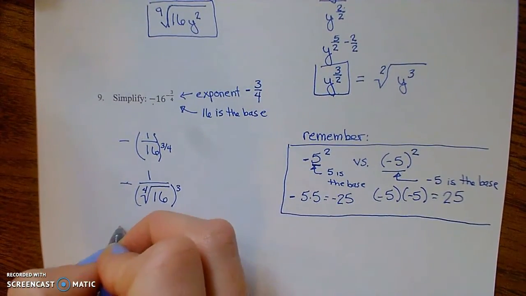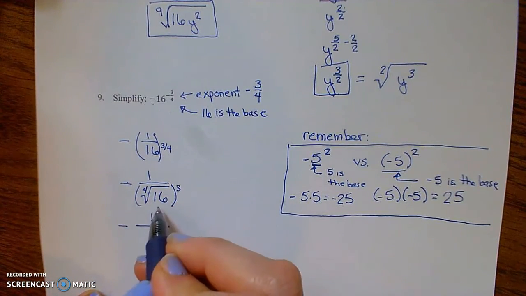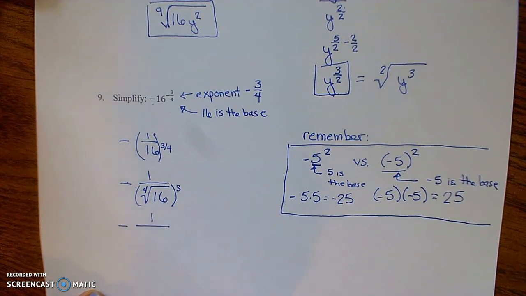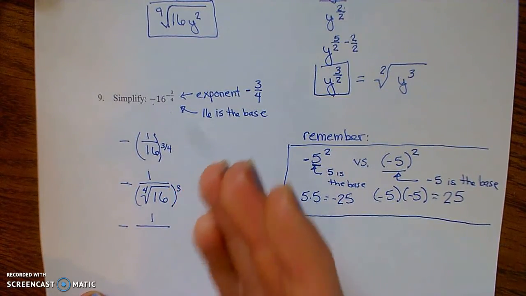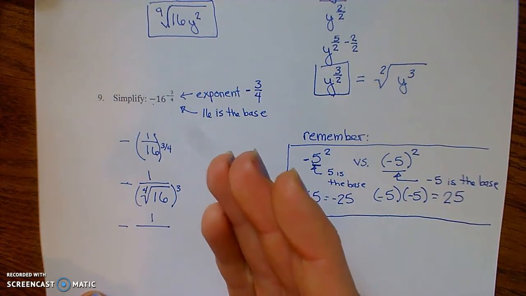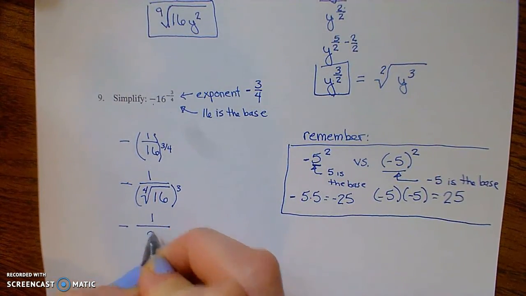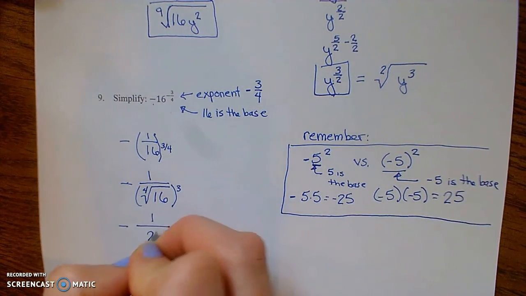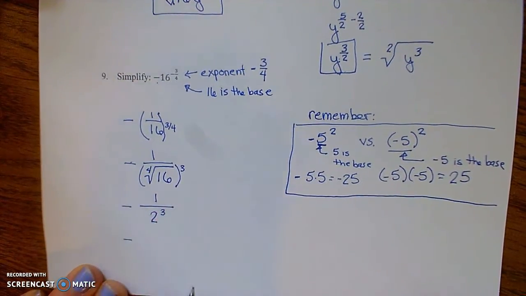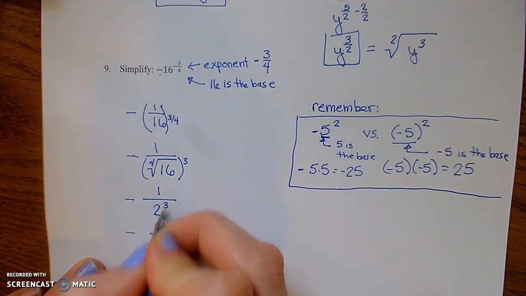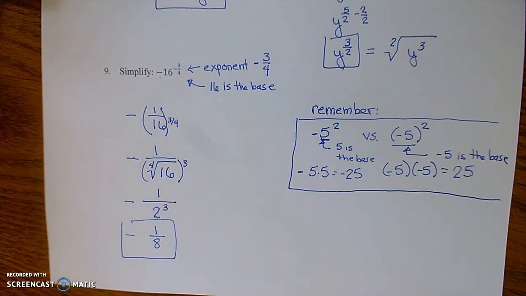All right, next step. Negative goes along for the ride. 1 over, what is the 4th root of 16? Well, 2 times 2 times 2 is 8, times 2 again is 16. So it's 2. So the 4th root of 16 is 2, and then I'll raise that to the 3rd power. So this will be negative, still going along for the ride, 1 over 2 to the 3rd, which is 8. So that is how that simplifies.